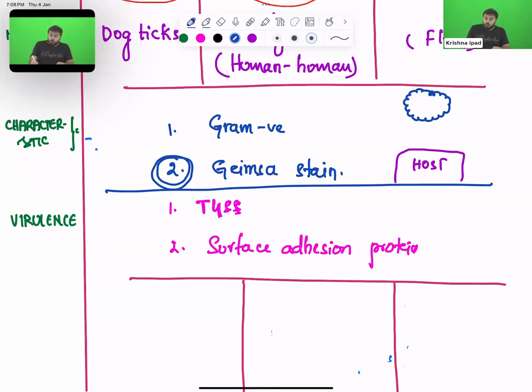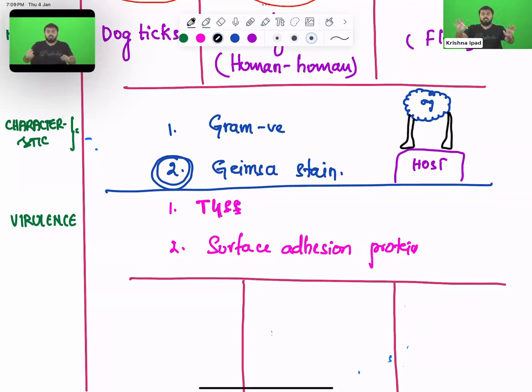Now, if this organism has to inject something, first of all, this organism should stabilize on the host cell. So what will it do? This organism has got two legs like this. These two legs are called surface adhesion proteins.